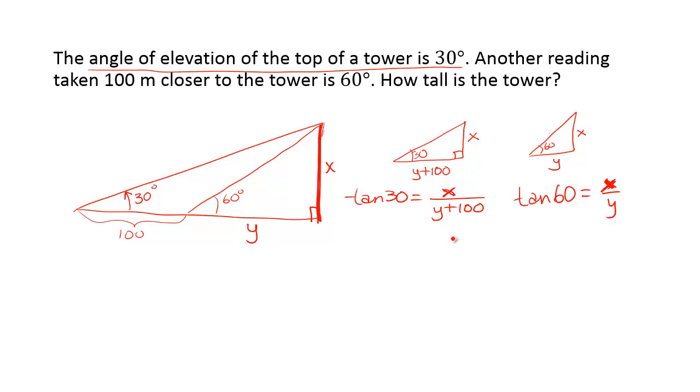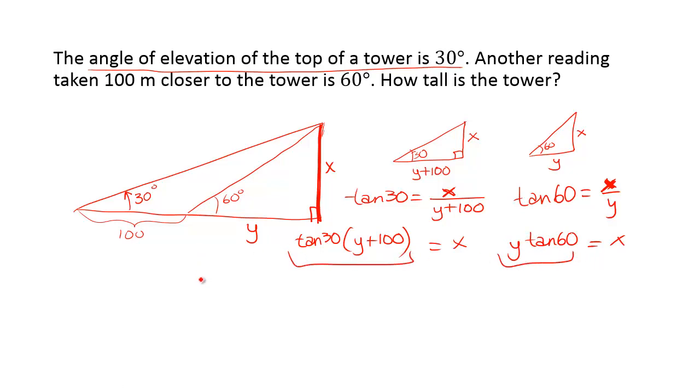So here, x is equal to, let's multiply both sides by y plus 100. So that's whatever tan 30 is times y plus 100. And on this side, x is equal to y tan 60. So we know that this x has to be equal to this x. So that gives us an equation to solve. So we have y tan 30 plus 100 tan 30 is equal to y tan 60.